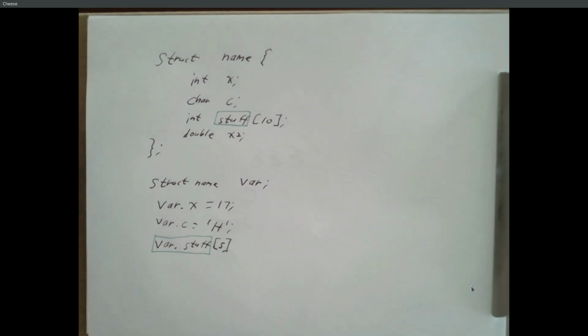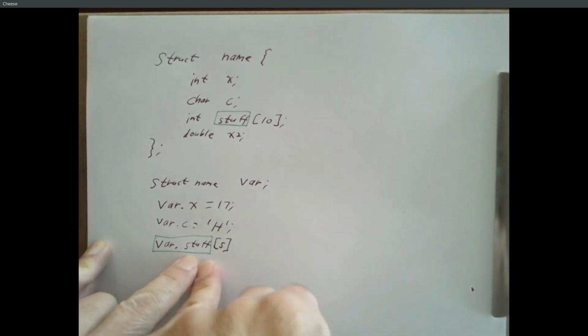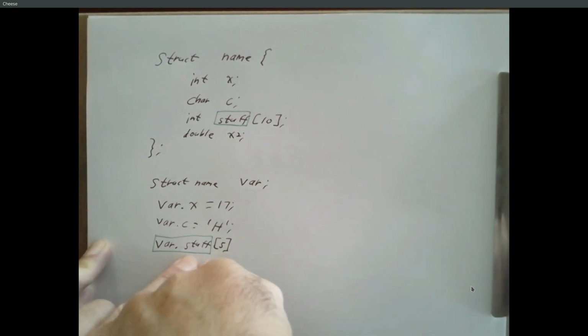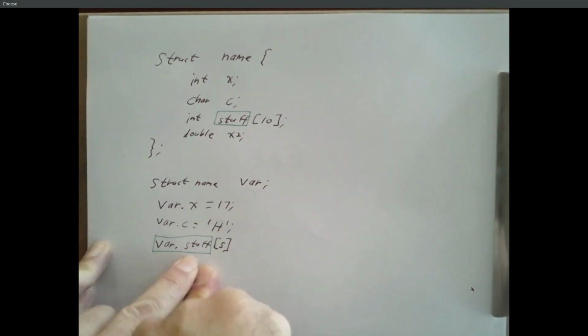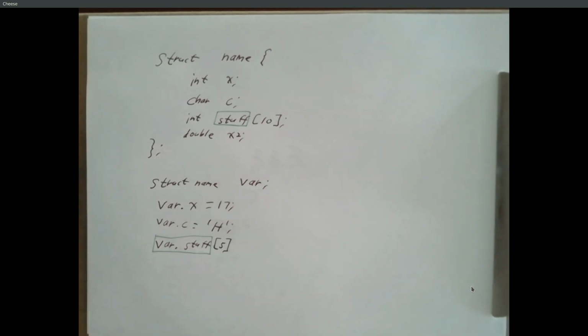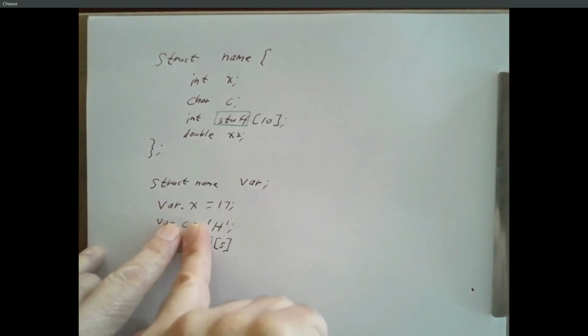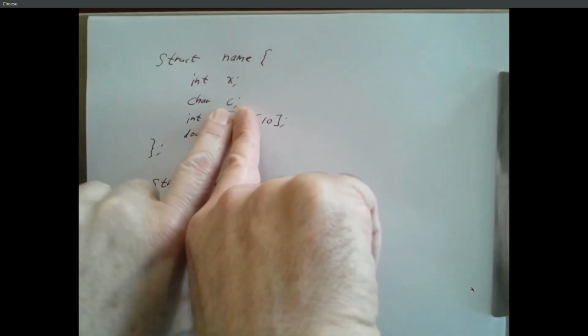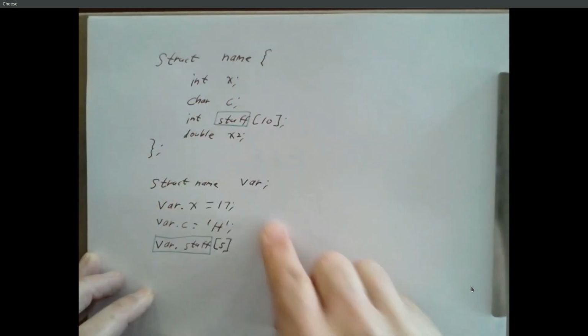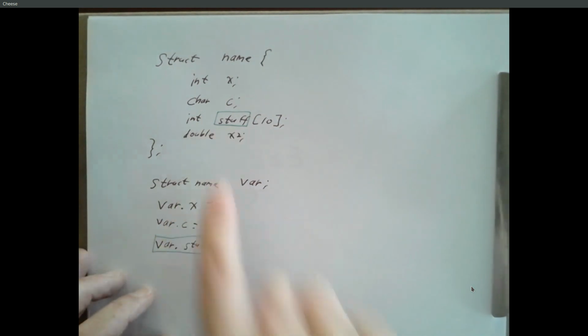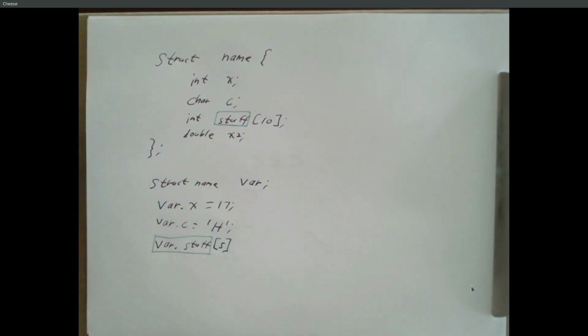If I had a character array and I wanted to do a printf on it, I could say var period whatever the name of that character array is, just as if I had said character array bracket 120. So var period some field is basically whatever that field is: an integer, a character, an array of integers, a double, and so on. Is that clear?